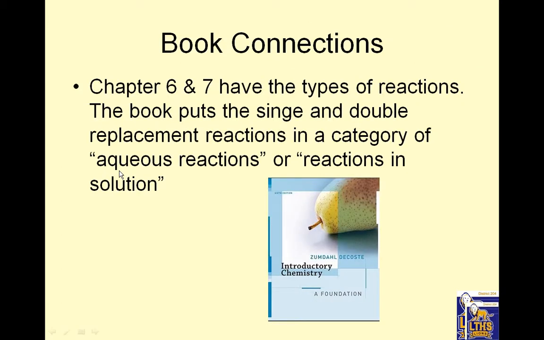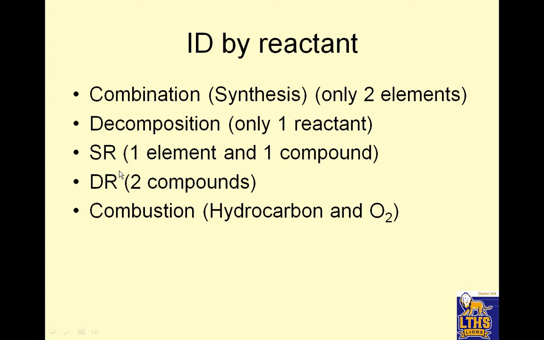Make sure you read chapter 6 and 7. There's the types of reactions in those chapters, and then you'll learn some more stuff. First we have to be able to identify what type of reaction we're looking at just by looking at the reactant. For combination, we're looking for 2 elements, decomp, 1 reactant, single replacement, an element and a compound, double replacement, 2 compounds, and combustion is an element and a compound, but the element's oxygen, the compound has hydrogen and carbon at least.